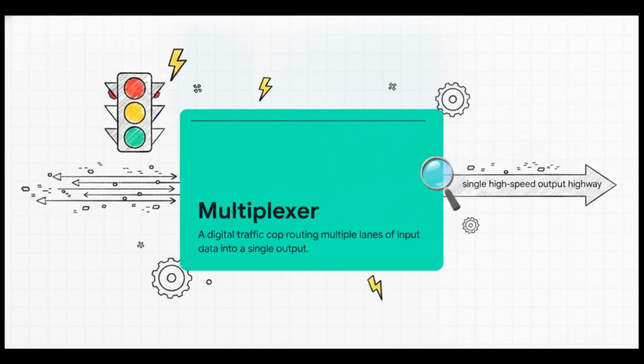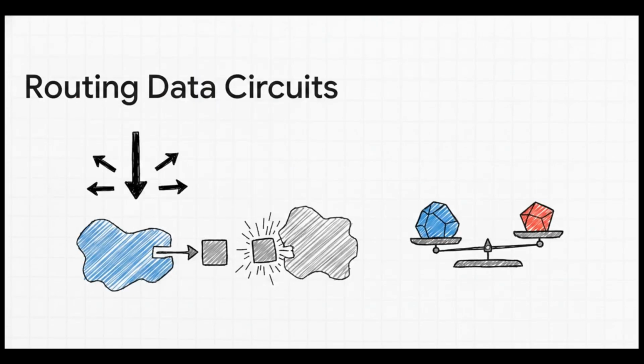It stands at a super busy intersection where multiple lanes of input data are rushing in, and it seamlessly routes them onto a single, high-speed output highway. Depending on the control signals it receives, the multiplexer decides exactly which lane of data gets to move forward at any given microsecond. It's elegant, it's incredibly efficient, and it is absolutely essential to preventing complete data gridlock. Of course, our digital traffic cop doesn't work alone.